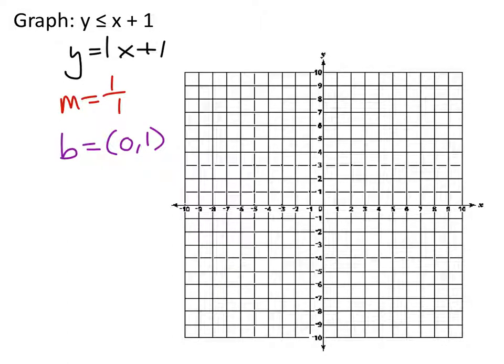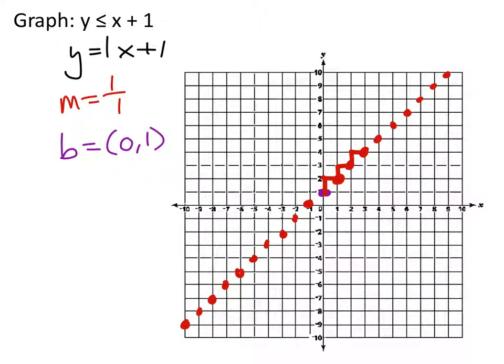So, starting at our y-intercept, 0, 1, I'm going to use the slope, up 1 to the right 1, to find my other points. And I can continue this pattern to the right. And I can also continue the pattern to the left. This one has a lot of points on it, which is okay.